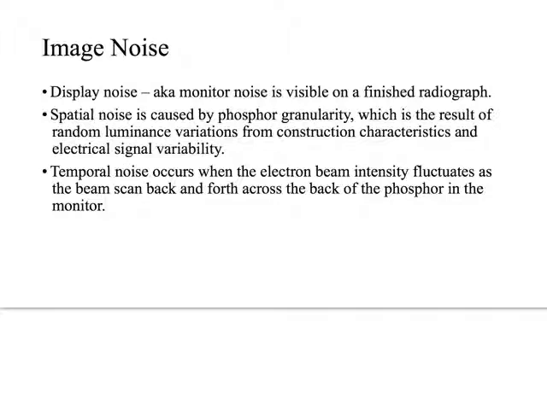Another one is temporal noise, which is the electron beam intensity as it fluctuates back and forth in the back of the phosphor monitor. A lot of times the human eye cannot perceive this, but I always think about, if you're ever watching the news and they're filming someone sitting in front of a computer screen, a lot of times the camera that they're using to film can see this temporal noise. They can see the scan frequency on the monitor that's being filmed. And so that feedback loop just kind of speaks to temporal noise that eventually, if this is apparent, we would want to think about getting a new monitor.